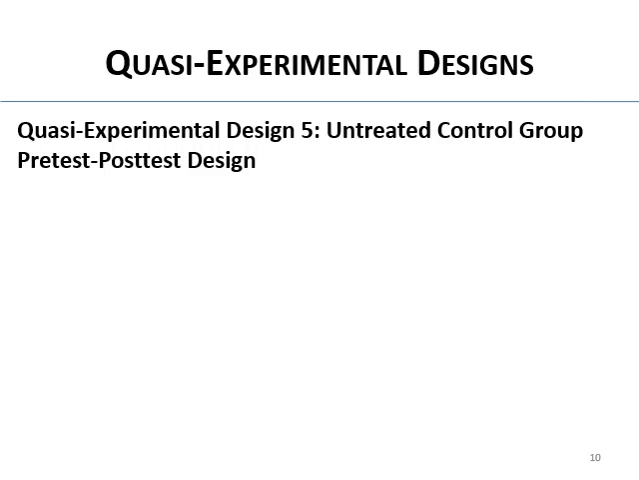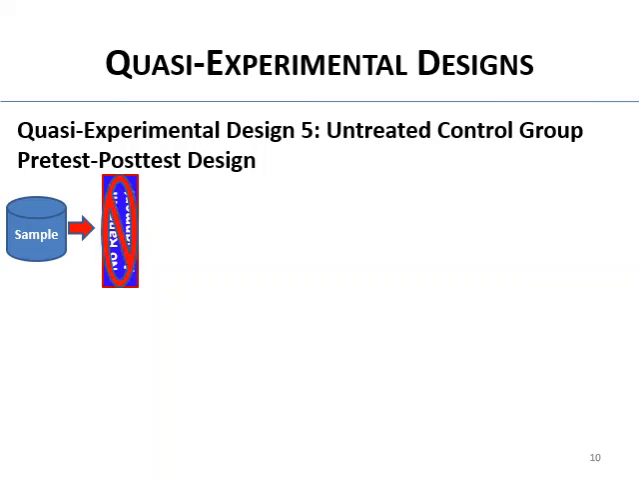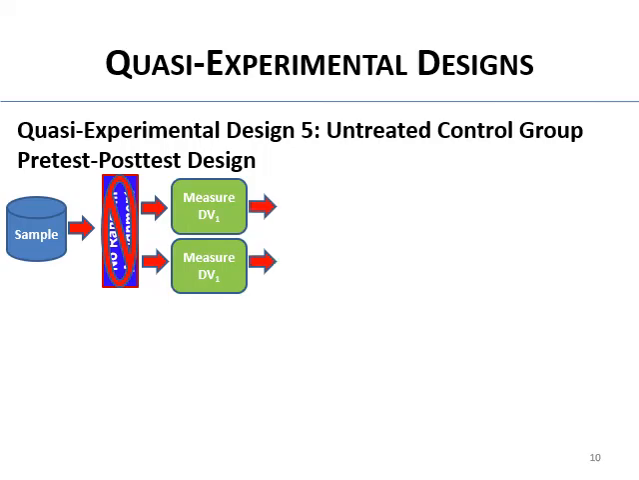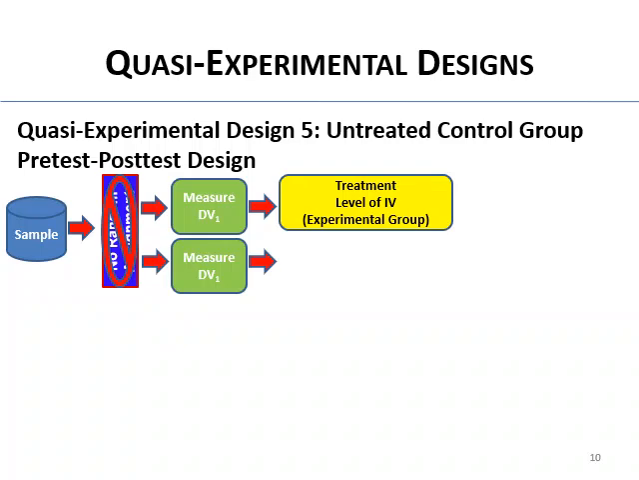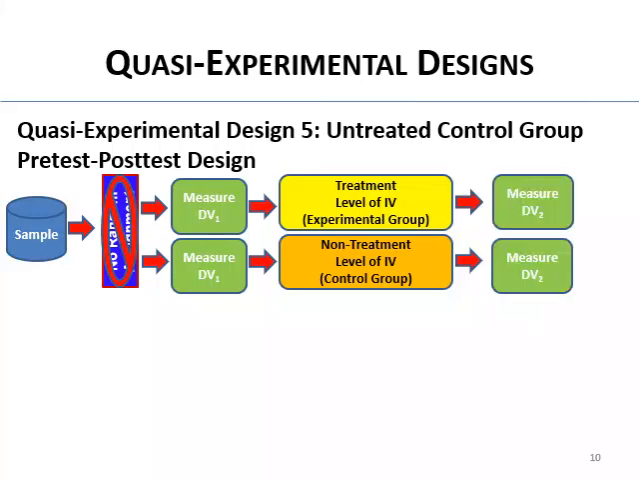Number 5 is the untreated control group pretest post-test design. So you do have a comparison group and you do have pre and post. So you start with the sample. There's no random assignment. You end up with two groups. You measure the DV in each of the groups. Then one group gets the treatment or the experimental level of the variable. The other group does not. So you do have a true control group. And then you measure them both after as well. So you got pre-post, one group's treated, one group's not.